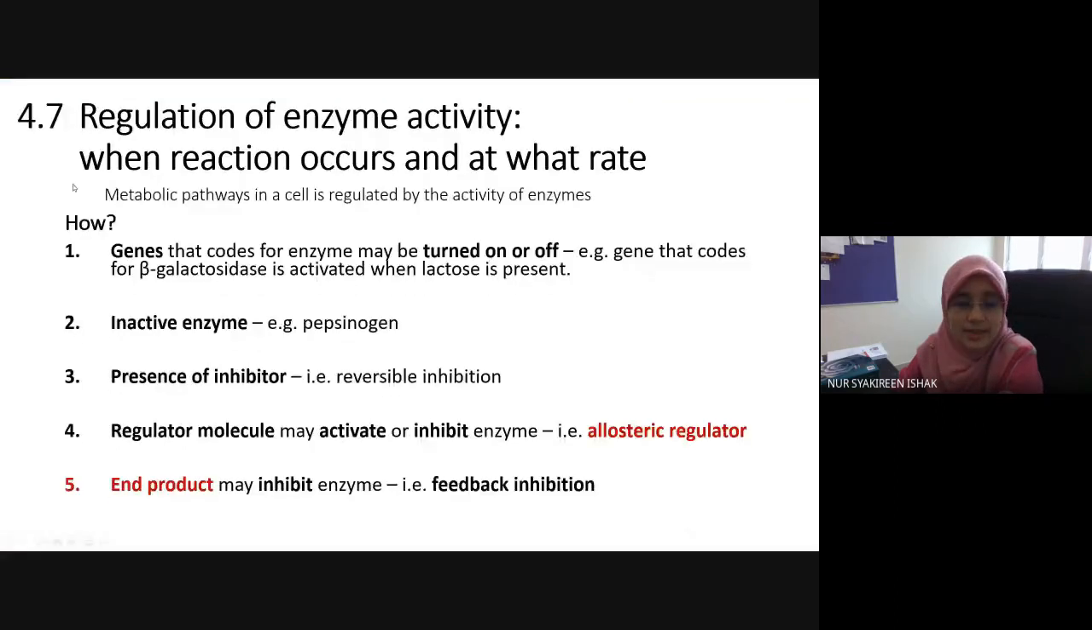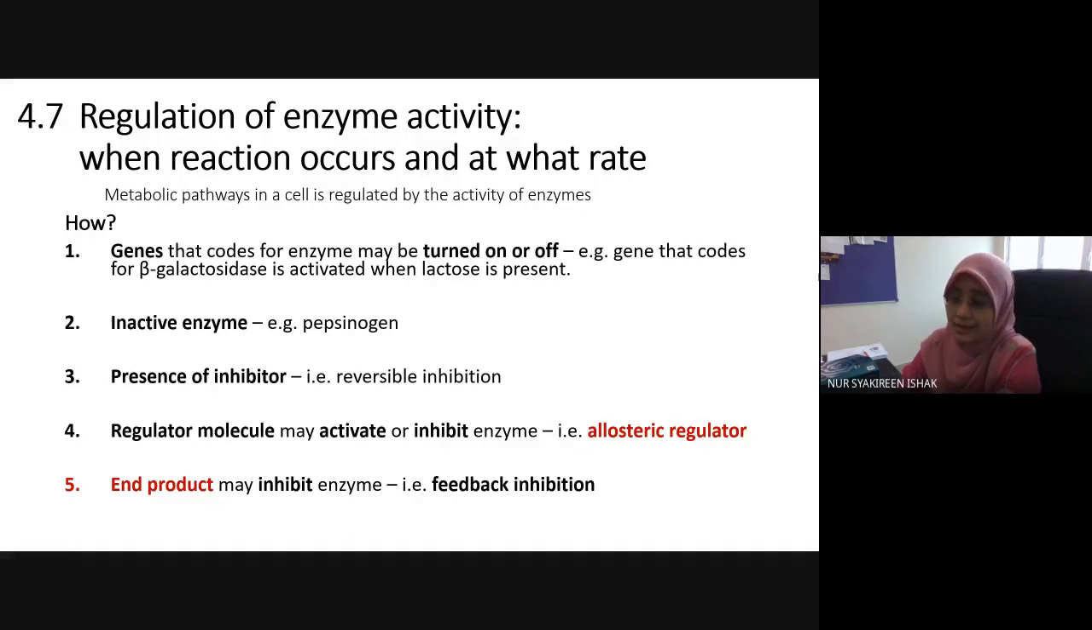Okay, so the next one is subtopic 4.7, which is regulation of enzyme activity: when a reaction occurs and at what rate. Basically, all living cells have biochemical reactions or metabolic pathways occurring inside the cell. So in order for the cell to carry out its function, semua sel yang hidup mesti ada enzyme supaya dia boleh catalyze biochemical reaction yang berlaku dalam sel ataupun metabolic pathway yang berlaku dalam sel.